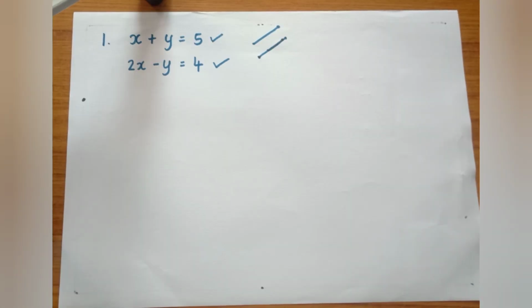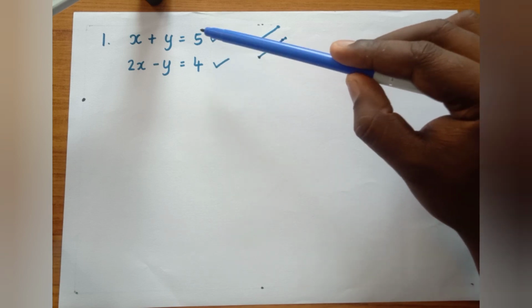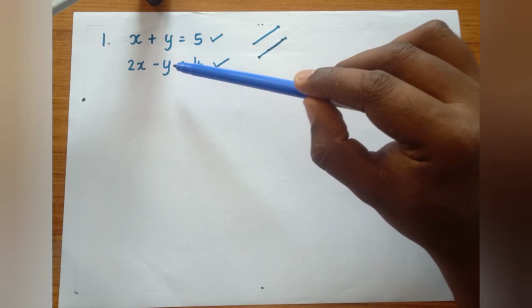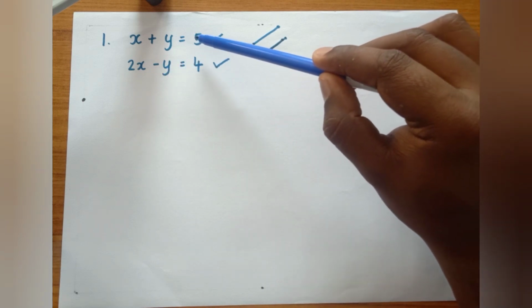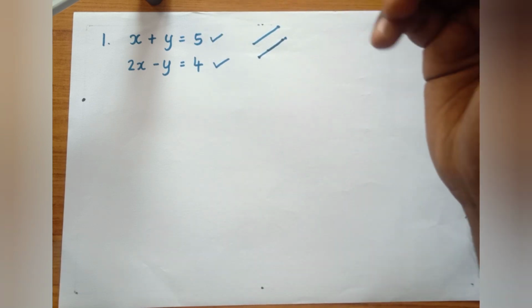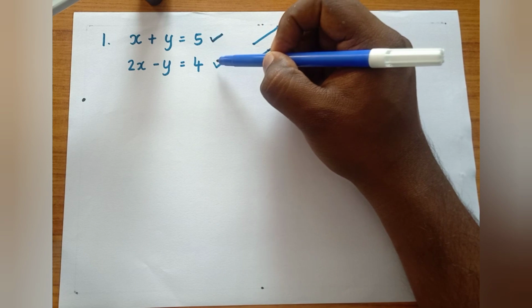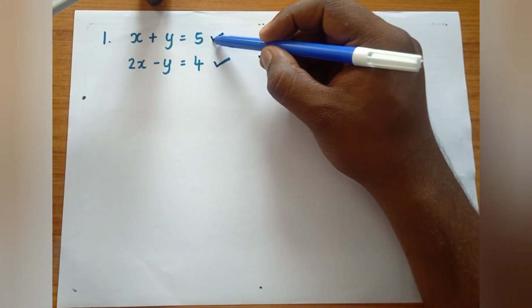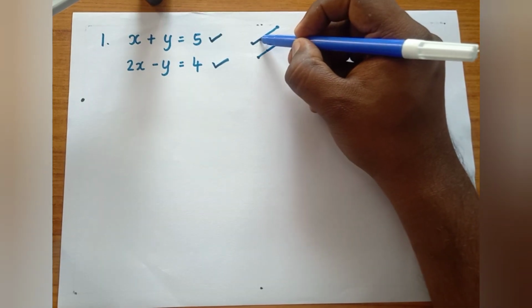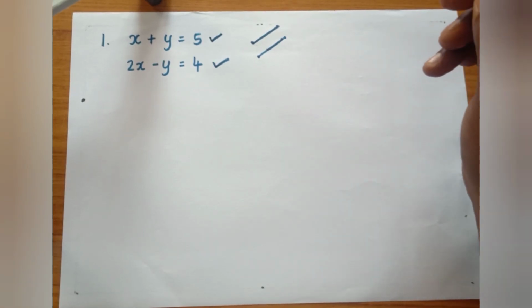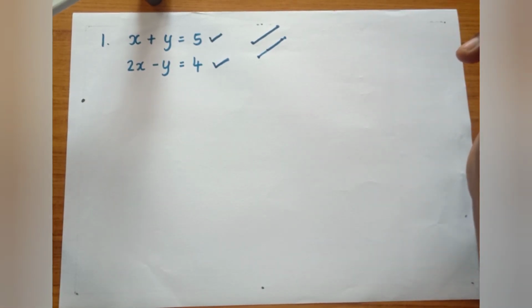Students, question number 1. Given a pair of linear equations x plus y equals 5 and 2x minus y equals 4, we should solve these equations graphically. Each of these linear equations represents a straight line.